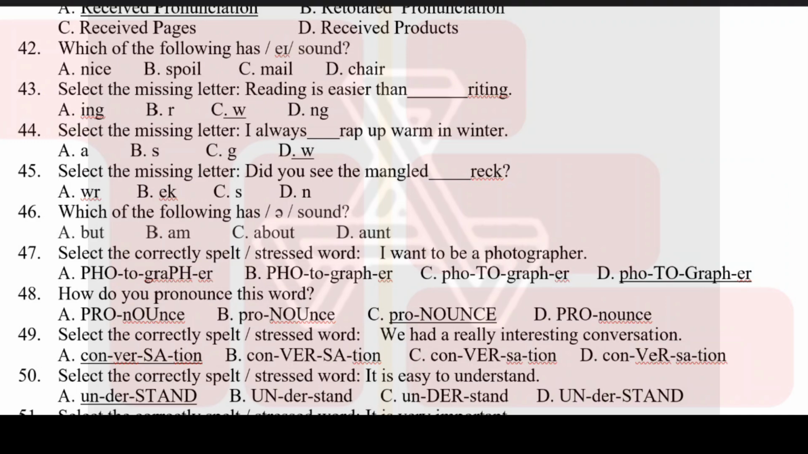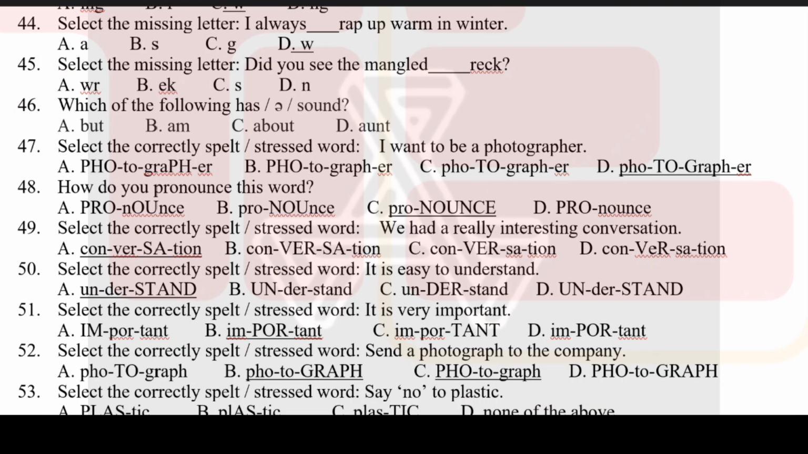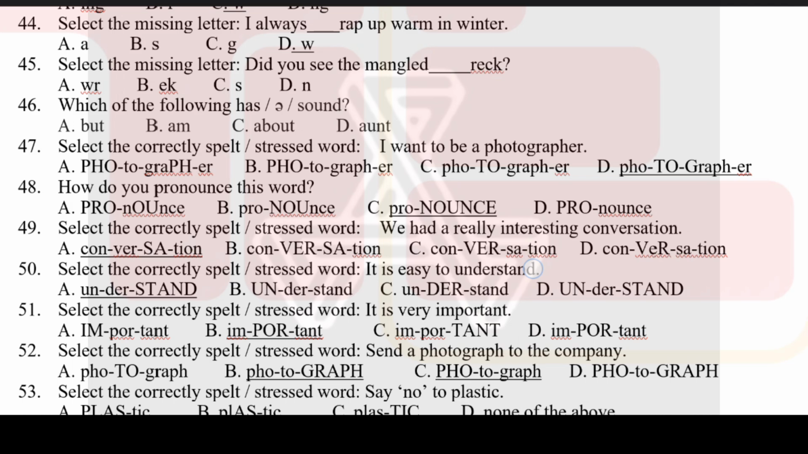Which of the following has the E sound? Option B, am. Select the correctly spelled stressed word. I want to be a photographer. How do you pronounce this word? Pronounce. It is C. Select the correctly spelled or stressed word. We had a really interesting conversation.